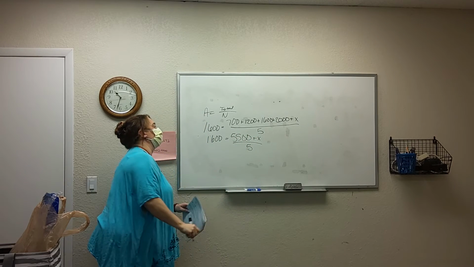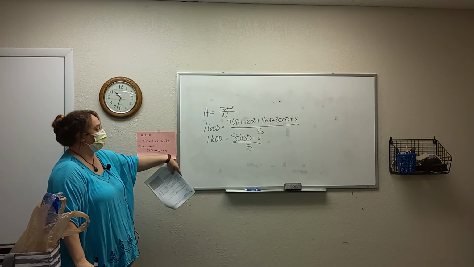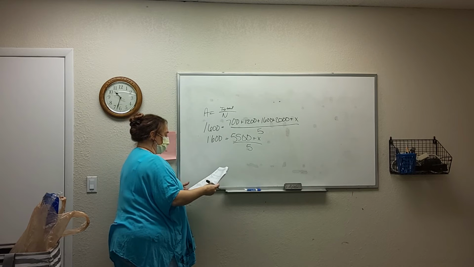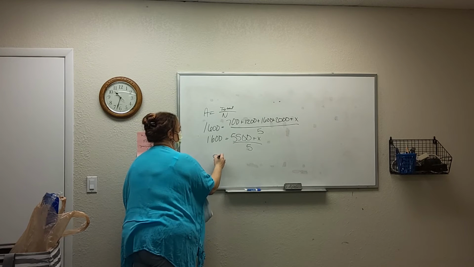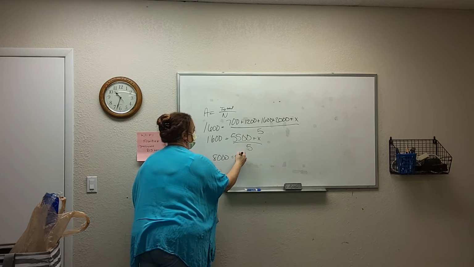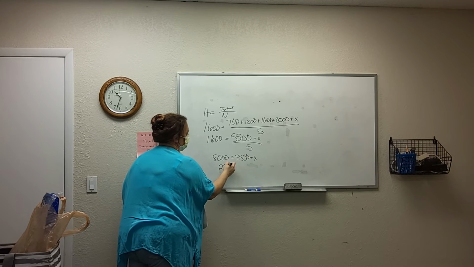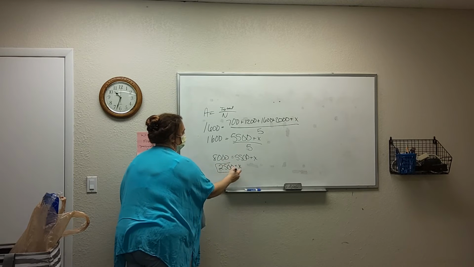So I'm glad I haven't worked it out ahead of time. Okay. And then we're just going to solve for X. So multiply by 5. So 1600 times 5 is what, 8,000? Yeah. 8,000 equals 5,500 plus X. Subtract your 5,500, that's 2,500. So X is 2,500.